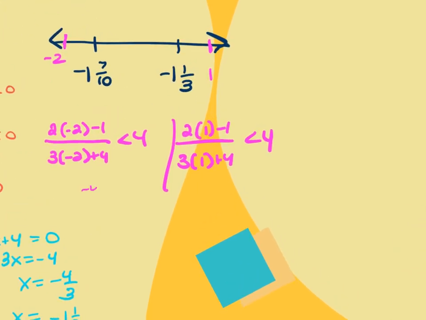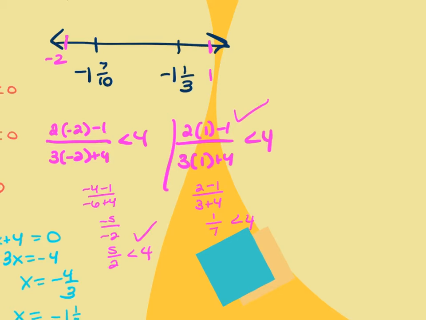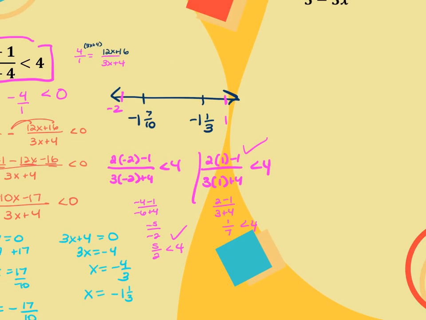So I get negative 4 minus 1 over negative 6 plus 4, negative 5 over negative 2, which is 5/2. That is less than 4. And then 2 minus 1 over 3 plus 4 is 1 over 7. That is also less than 4. So because it's less than and not less than or equal to, I put the parentheses and I point my arrows out.